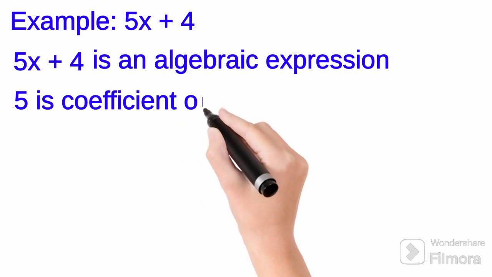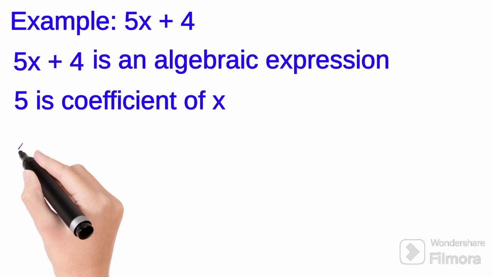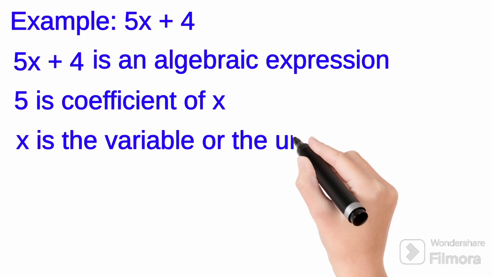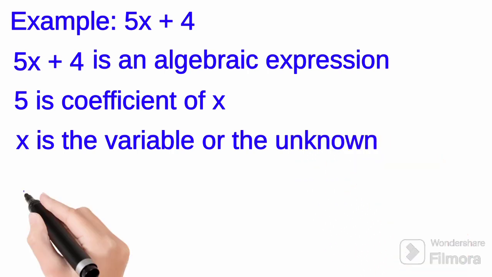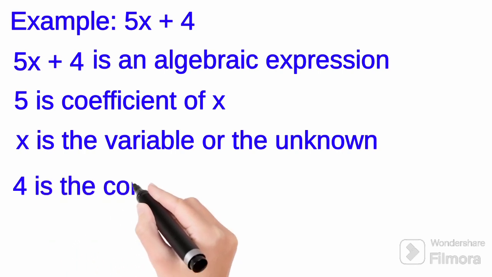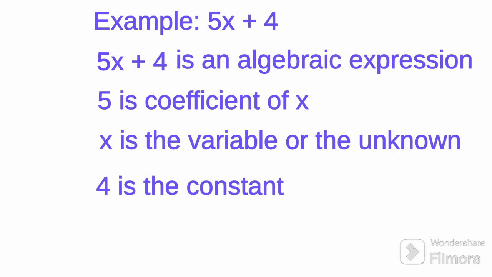5 is the coefficient of x. By coefficient, we mean the number standing in front of x. The number standing in front of an unknown is called the coefficient of that unknown. x is the variable or the unknown. Then we have our 4, which is the constant. Now when you look at 5 and 4, they are numbers, but 5 is called coefficient because it is attached to x, while 4 is standing alone.